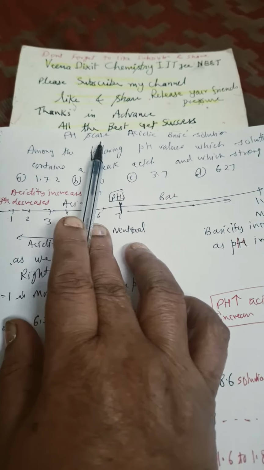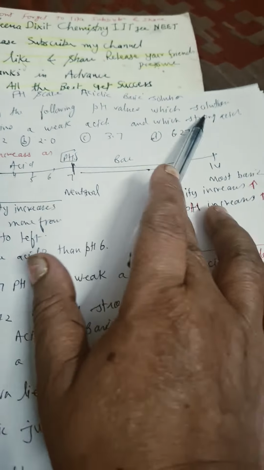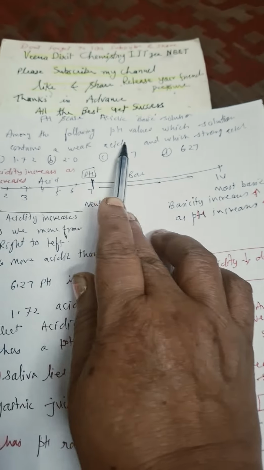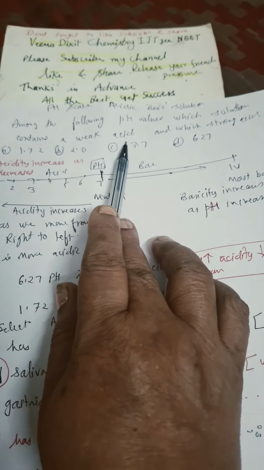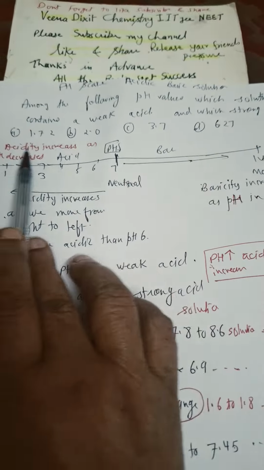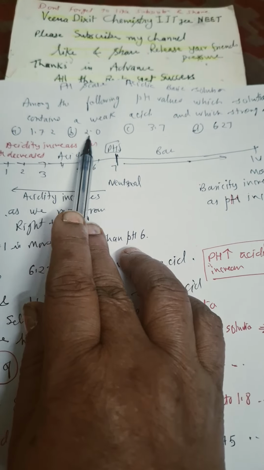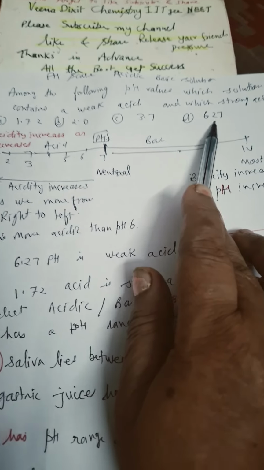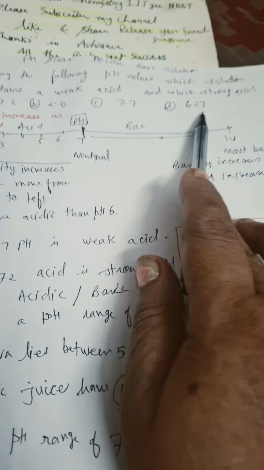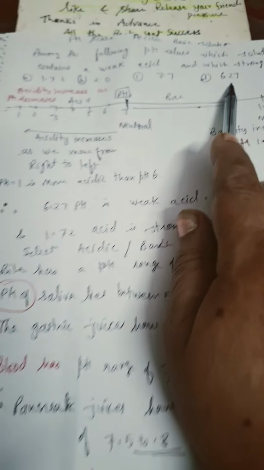Here we are discussing the pH scale, acidic and basic solutions. Among the following pH values, which solution contains a weak acid and which a strong acid? Options given are 1.72, 2.0, 3.7, 6.27. All of them are acidic. Which is a strong acid, which is a weak acid?